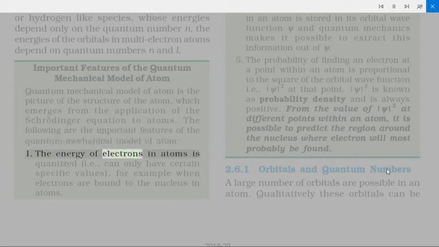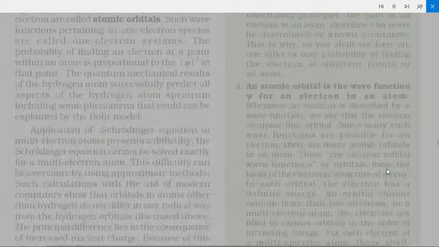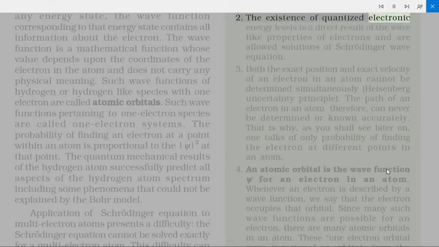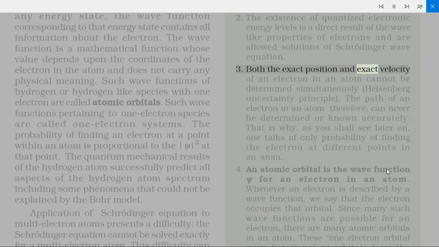1. The energy of electrons in atoms is quantized, i.e., can only have certain specific values, for example when electrons are bound to the nucleus in atoms. 2. The existence of quantized electronic energy levels is a direct result of the wave-like properties of electrons and are allowed solutions of Schrödinger wave equation. 3. Both the exact position and exact velocity of an electron in an atom cannot be determined simultaneously, Heisenberg uncertainty principle. The path of an electron in an atom, therefore, can never be determined or known accurately.